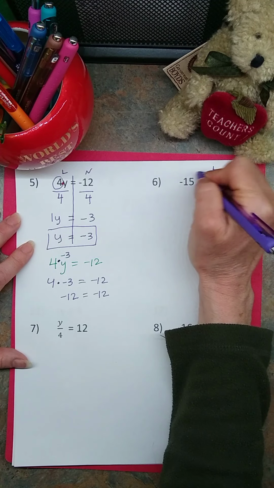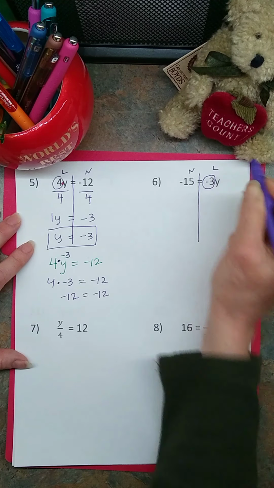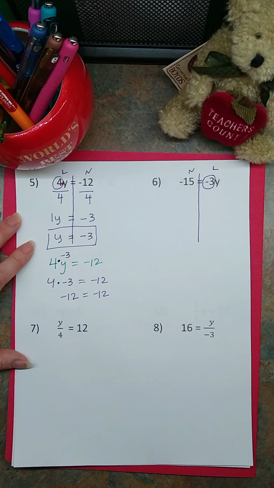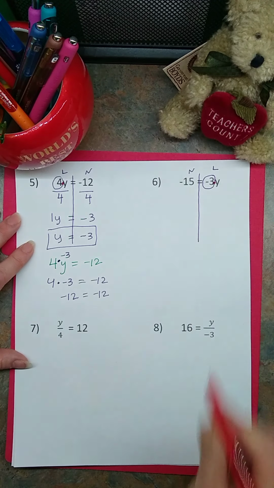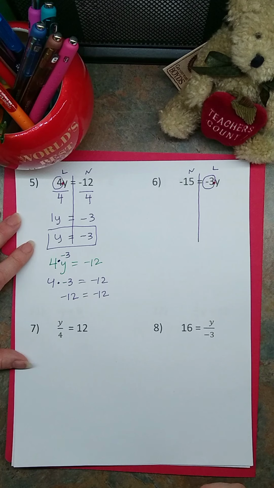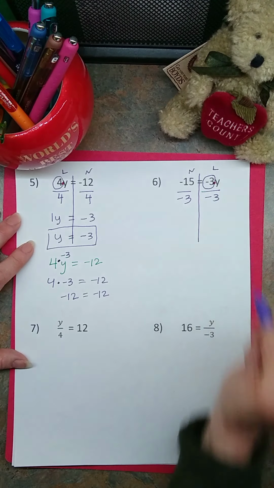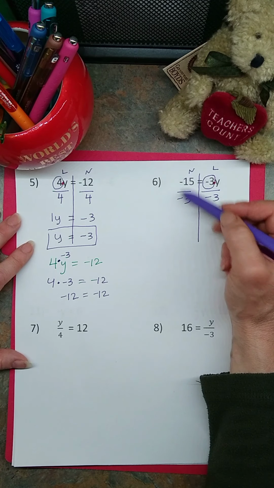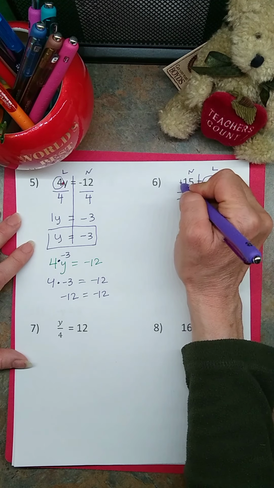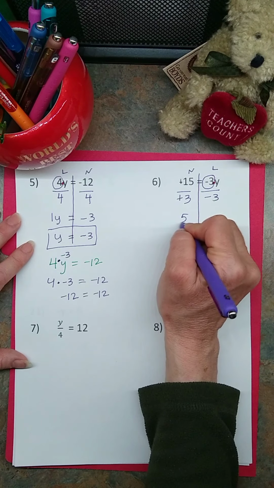Divide it, letters and numbers. What's on the wrong side? That minus 3. What's the operation between minus 3 and y? It's times. What's the opposite operation of times? Divide. Make sure you do the same to both sides. Now remember, when you have a minus, and you're dividing or multiplying, you can change those to a plus. So 15 divided by 3 is 5.